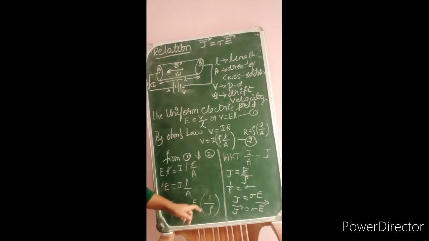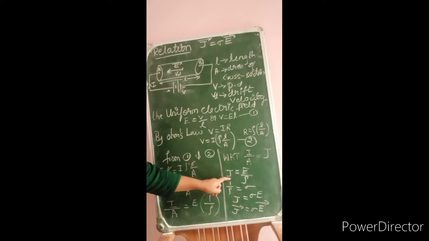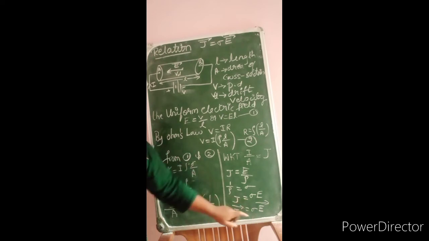We know that I by A is equal to J. When you substitute the value of I by A is equal to J, it becomes J is equal to E divided by rho. But 1 by rho is nothing but sigma. Sigma is equal to 1 by rho. Therefore, J is equal to sigma E, or J bar is equal to sigma E bar. This is nothing but the vector form of Ohm's law.